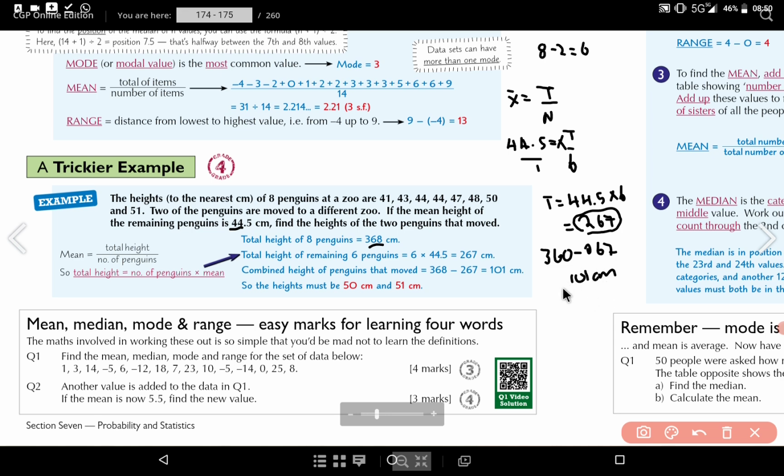So this means that we can assume, since it's an estimate, that the 2 penguins that were picked were 50 and 51, because if we add 50 and 51, what do we get? We get 101. So we can assume that their heights were 50 and 51. It's quite tricky, but it's worth understanding.